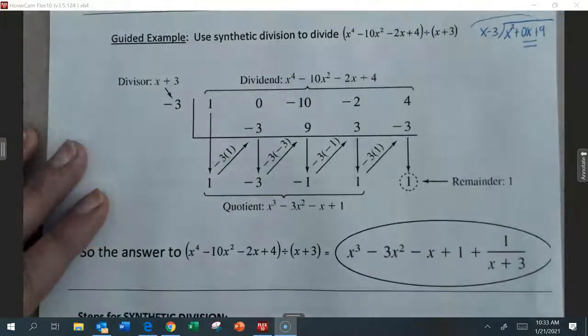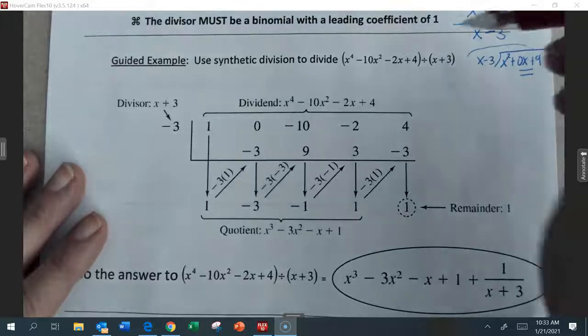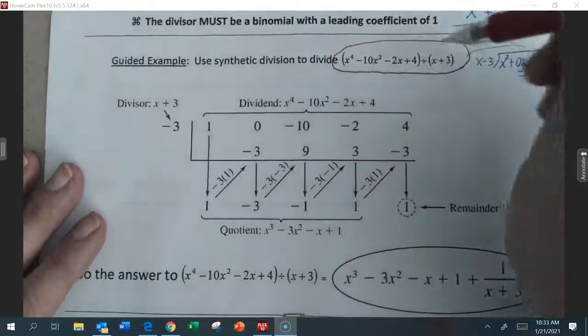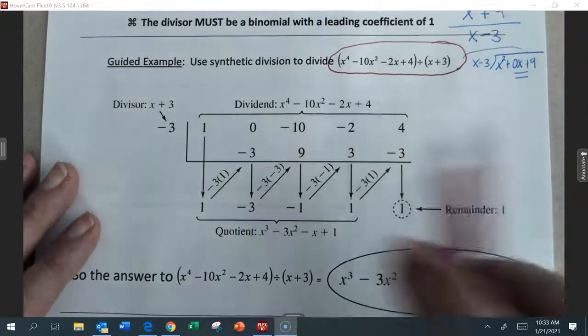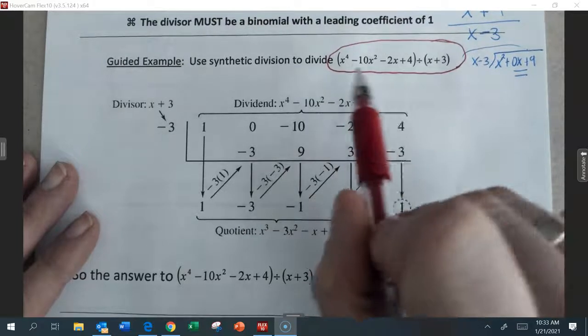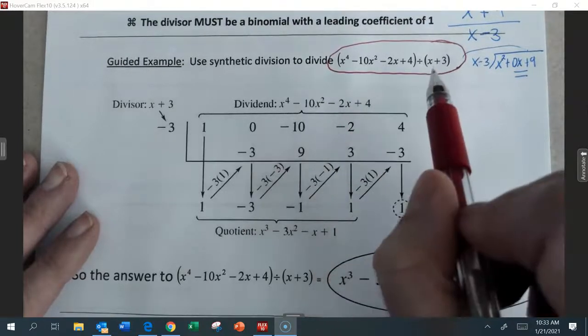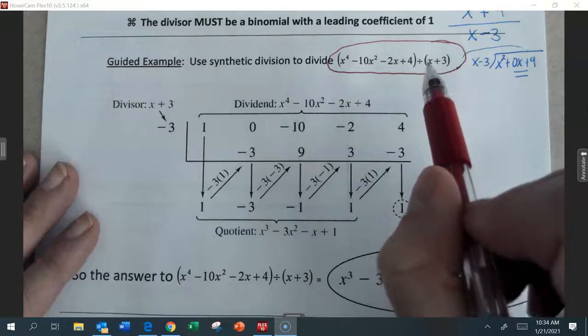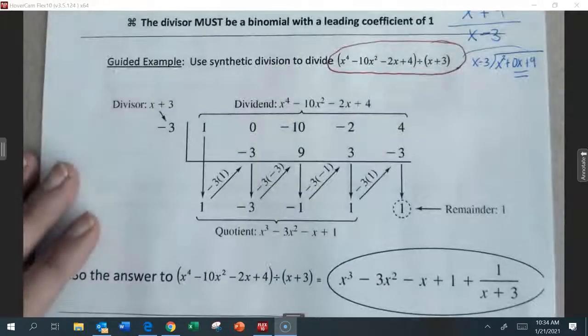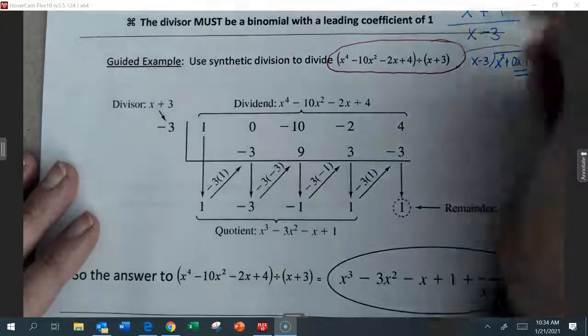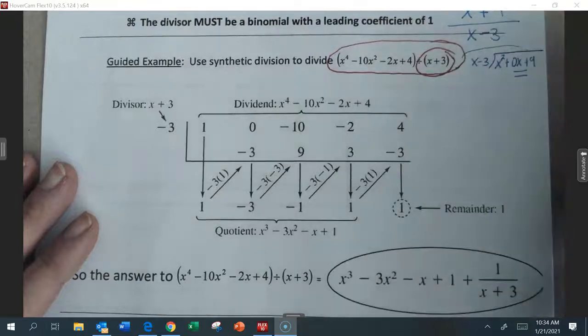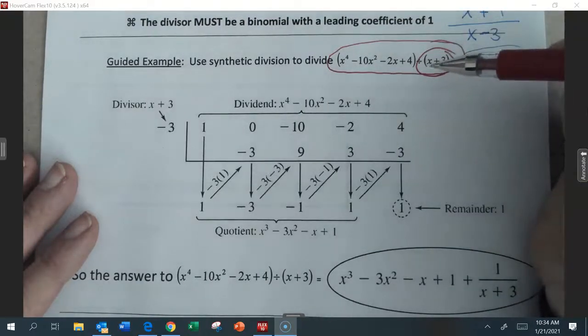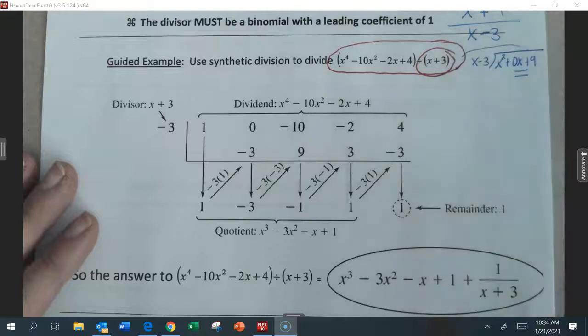Now, once again, this problem that we're looking at here is x to the 4th minus 10x squared. I won't read it. But this is a polynomial of 4 terms. We're dividing that by a binomial with leading coefficient of 1. So it's linear. These binomials are always going to be linear. It's not x squared, that won't work. So it has to be a linear binomial. Do you know what linear means? Degree 1 with a leading coefficient of 1.